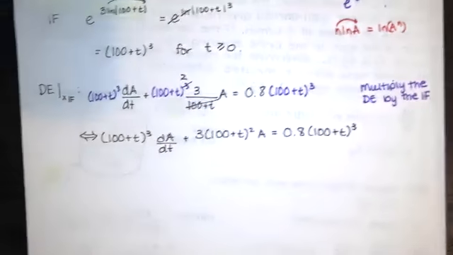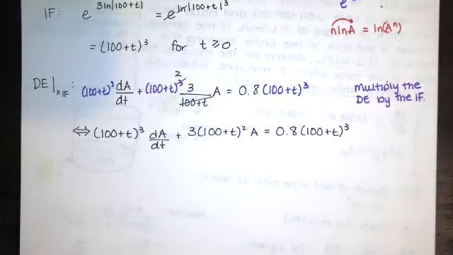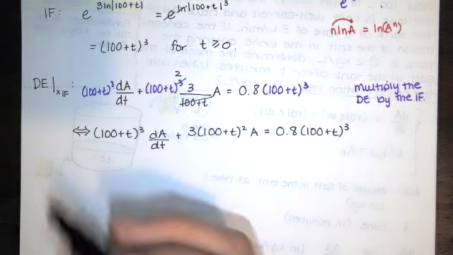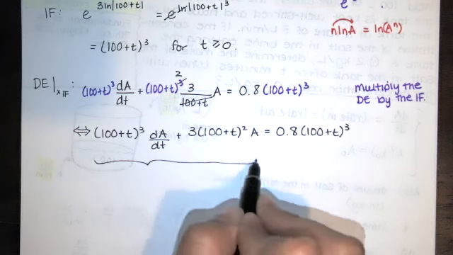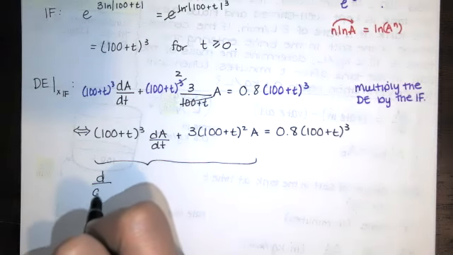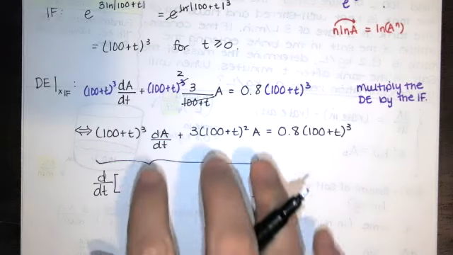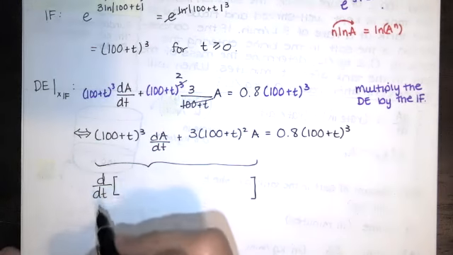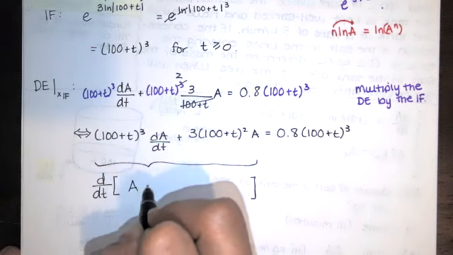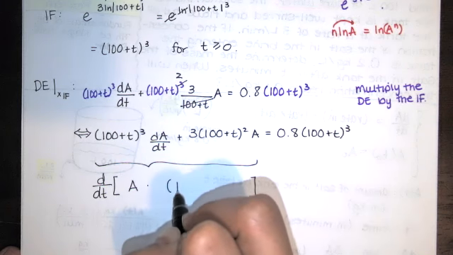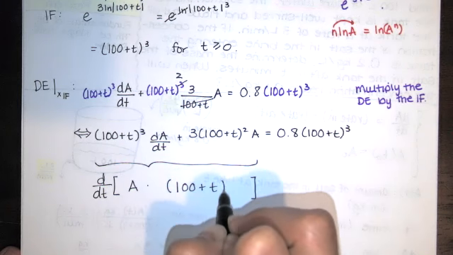Now remember, if you've done everything correctly, the reason that we multiplied by that integrating factor was to get us here. So if we've done everything correctly, the left-hand side should be the derivative with respect to t of the dependent variable times your integrating factor.